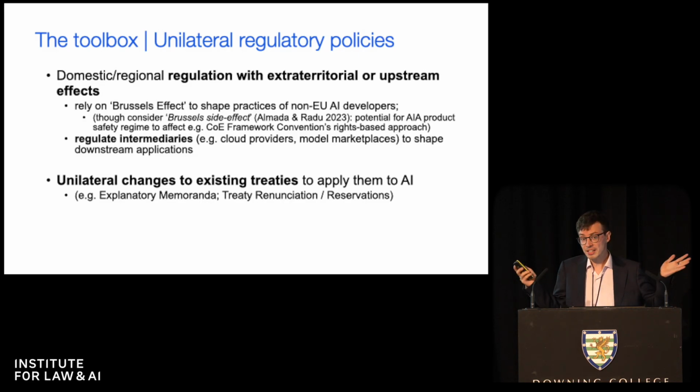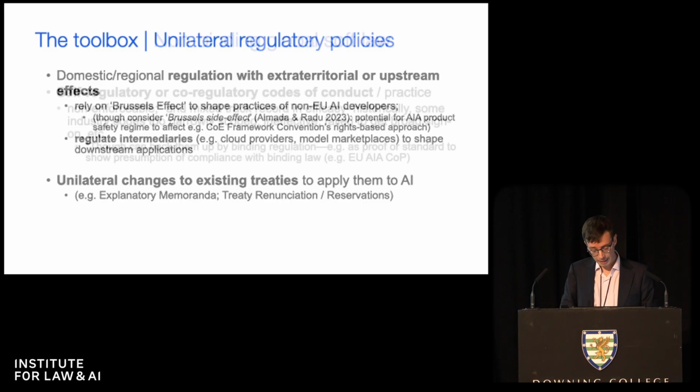There's also the option that states can just apply existing treaties to AI by declaring that they consider them so. There is a challenge. You can do that either through explanatory memoranda on how they interpret the treaty, or in more extreme cases, they can withdraw from a treaty and call for the negotiation of new treaties, or embed reservations. The challenge here is that, especially in multilateral regimes, if not all state parties agree to this, you end up fracturing the regime, and that's not good for the treaty or the governance.